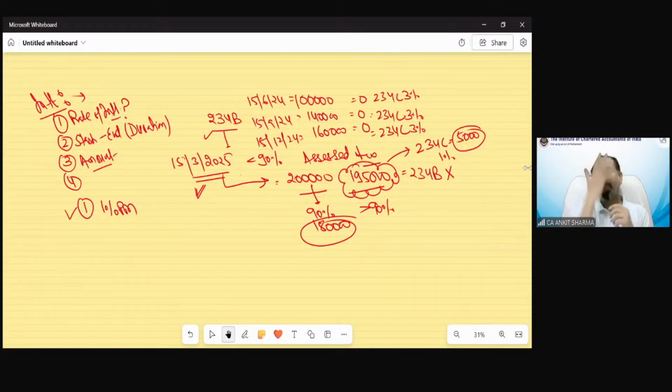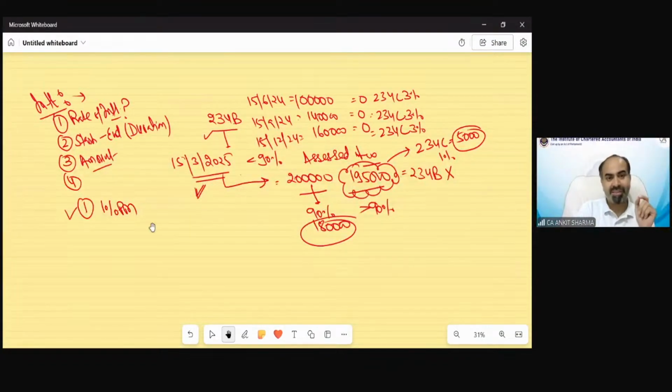Self-occupied. Soumya, I am not asking from the point of view of house property. I am asking a general question. What four components, ingredients we need to know to calculate interest in any case, whether it's house property, 234B, C, etc. Okay, so you are confused.